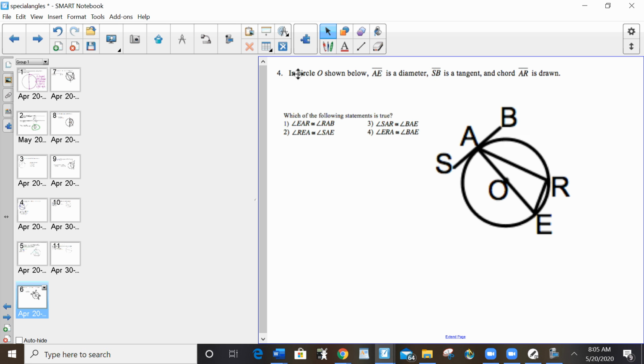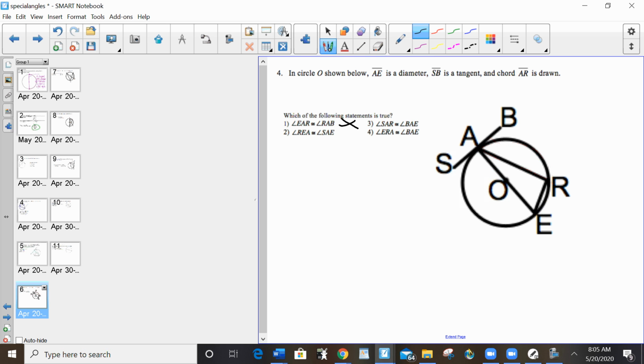Which statement is always true? EAR is inscribed to ER. RAB isn't inscribed, but it's on the circle that intercepts RA. Are those congruent? No. Are they the same arc? No. Choice 1 does not look good.